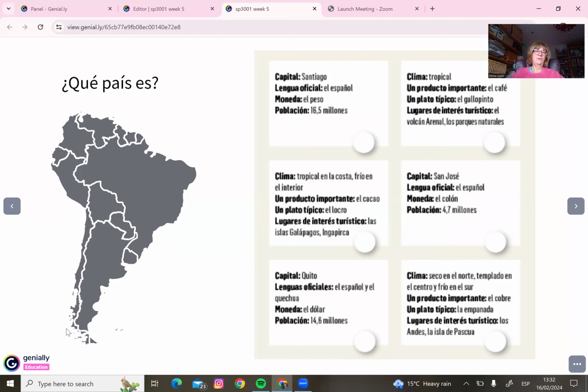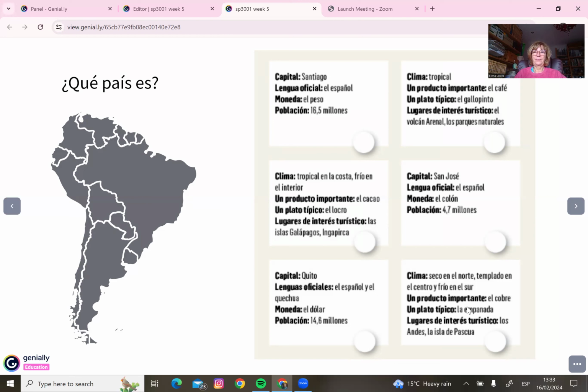Más información de Chile. Su clima es seco en el norte, dry in the north, templado en el centro, mild in the center, y frío en el sur, cold in the south. Un producto importante en Chile, el cobre, copper. Un plato típico, la empanada, that is a type of pie.